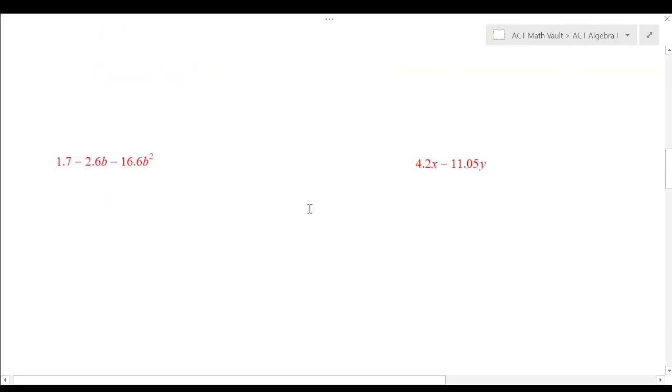And the answers are right here. So notice how you get to this point. You cannot combine those like terms. Obviously, x's and y's cannot be combined either. So leave them as is.